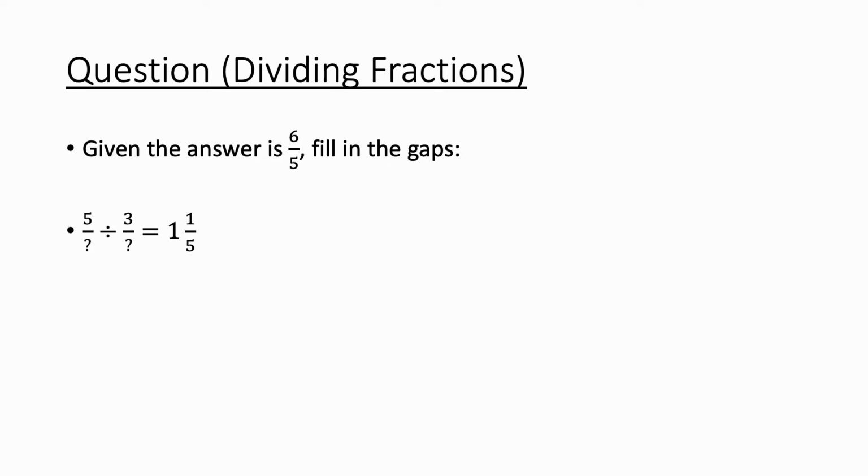Okay, so this is the question, guys. Given that the answer is equal to 6/5, fill in the gaps. So 5 over something divided by 3 over something is equal to 1 and 1/5. We are asked to fill in the gaps, so work out the numbers which are represented by the question mark. Pause the video, have a go.